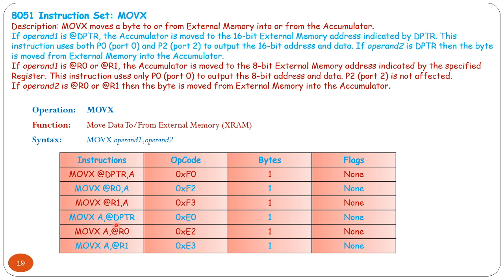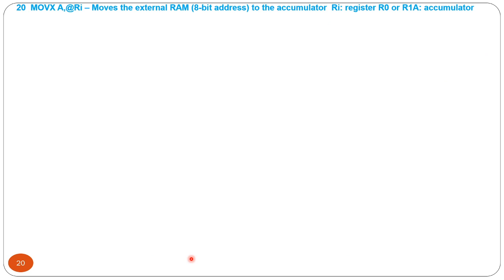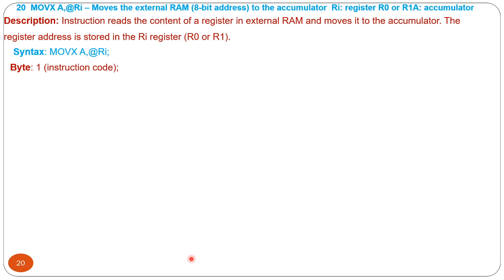MOVX A, @R0. The content of R0 register gives the external memory address, that content moves in accumulator register having the operation code E2H. 1 byte instruction, flags are not affected. MOVX A, @R1. The content of R1 register gives the external random access memory address, that content moves in accumulator register having the operation code E3H. The flags are not affected. Now let us discuss this instruction in detail.